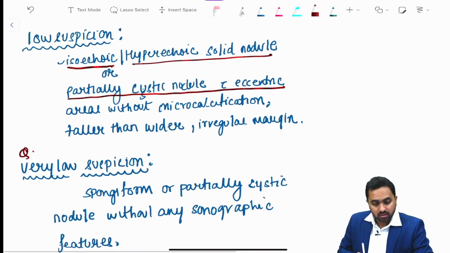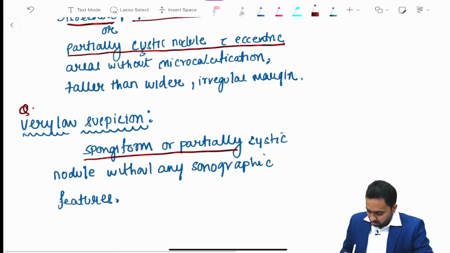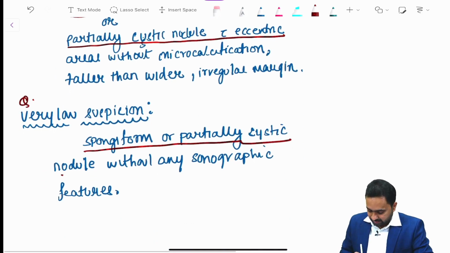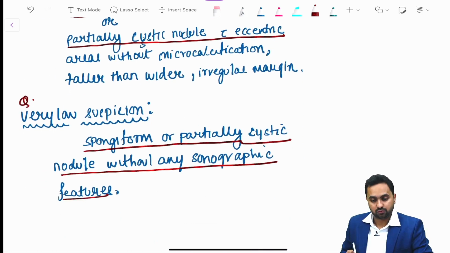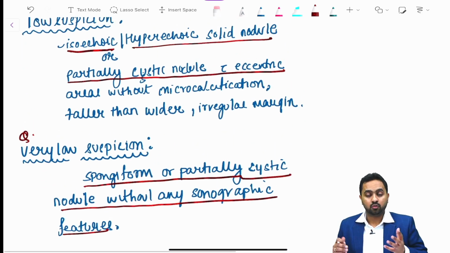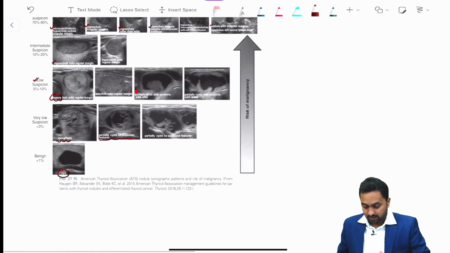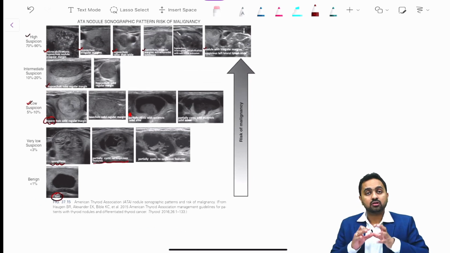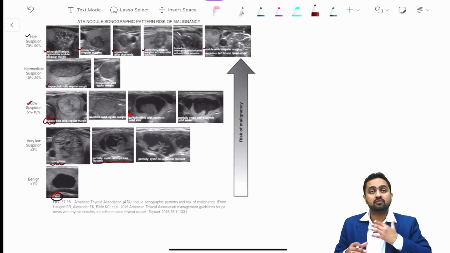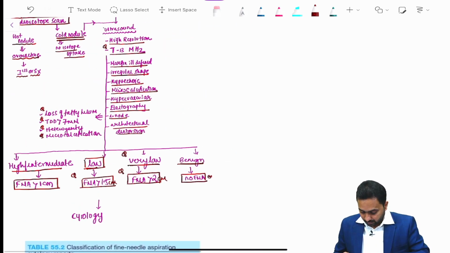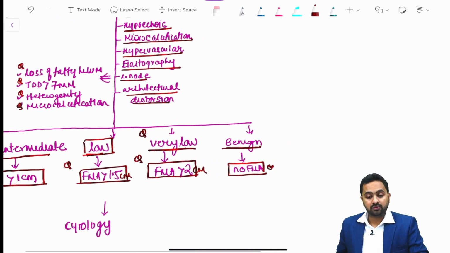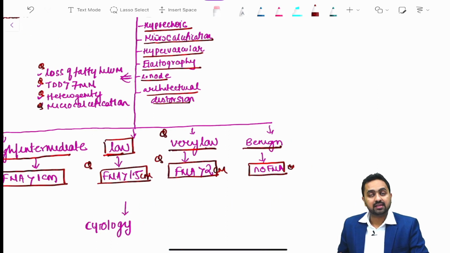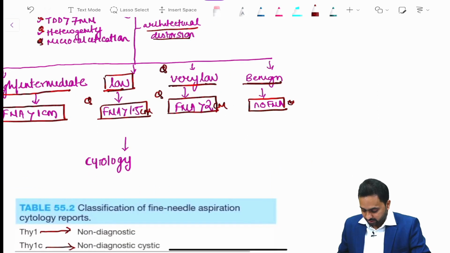And your very low suspicion nodules would include your spongiform or partially cystic nodule without any sonographic features, and your low suspicion, and your benign would be including only your cyst. So, these are your sonographic features on the basis of which you classify the lesions into high risk, intermediate risk, low risk and benign lesions, and then you perform a fine needle aspiration cytology.